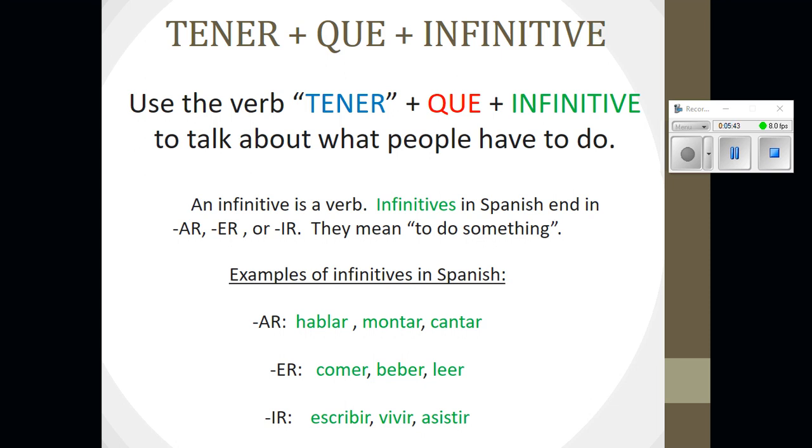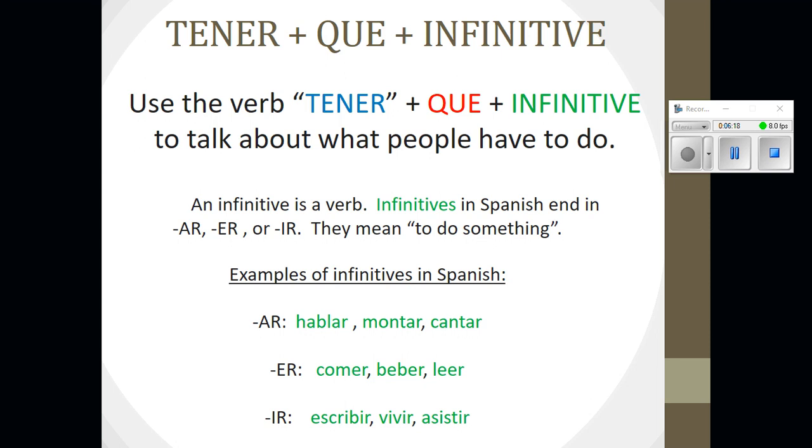Well, it asks us on part D of the note guide to fill in the blanks according to the information in the video, and it wants us to write what an infinitive is. So it tells us on the slide here, an infinitive is a verb. Infinitives in Spanish end in AR, ER, or IR, and they mean to do something. So I would like for you to fill in the first part of part D, where it asks you what an infinitive is, and let's write that an infinitive is a verb that means to do something. Pause the video if you need to.